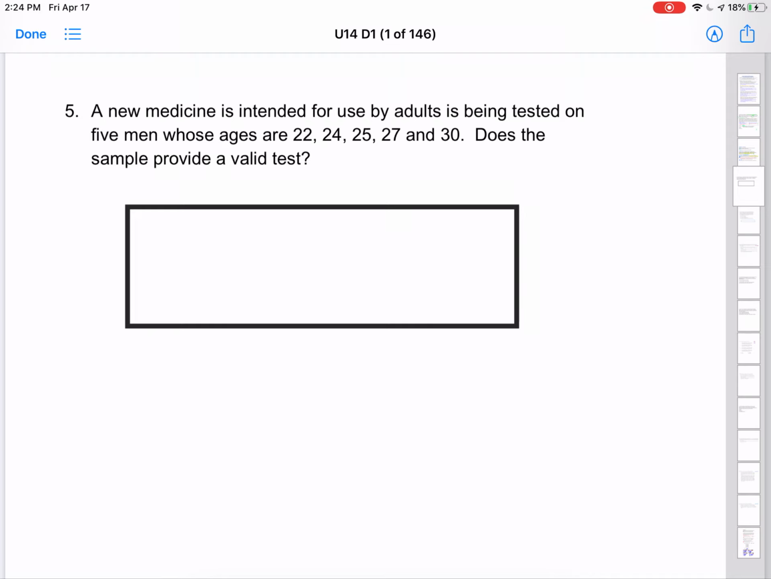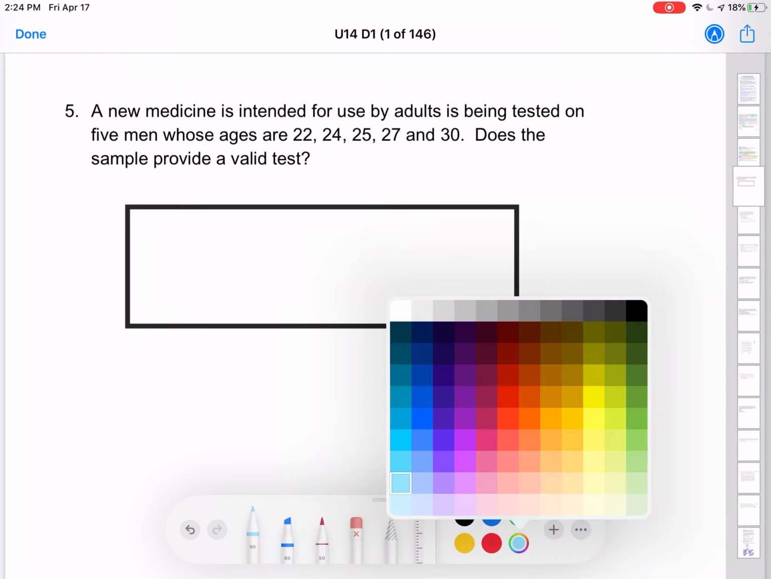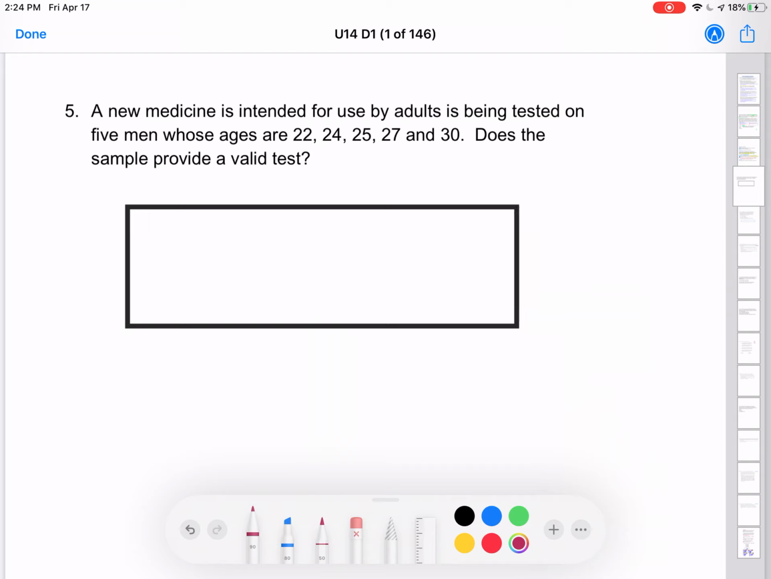It says a new medicine is intended for use by adults, and is being tested on 5 men whose ages are 22, 24, 25, 27, and 30. And what I want to know is, is this sample valid? Now, usually I have lots of hands going up, and people will tell me that it's not valid, and then I'll ask why. So who can tell me some reasons why you think this is not valid?